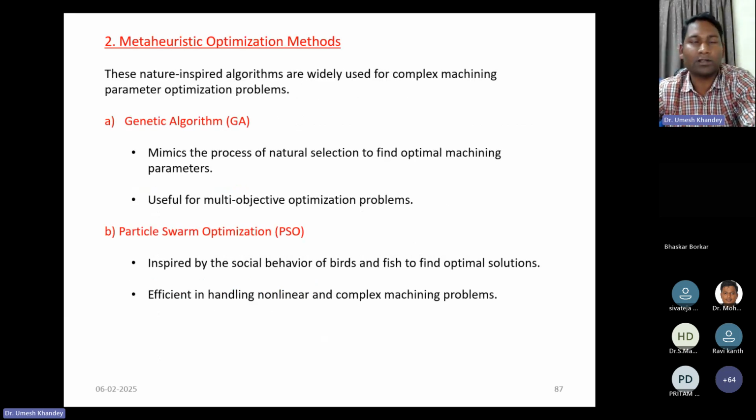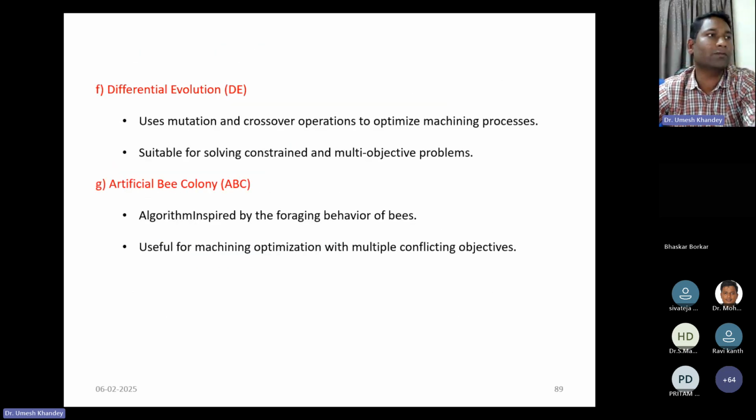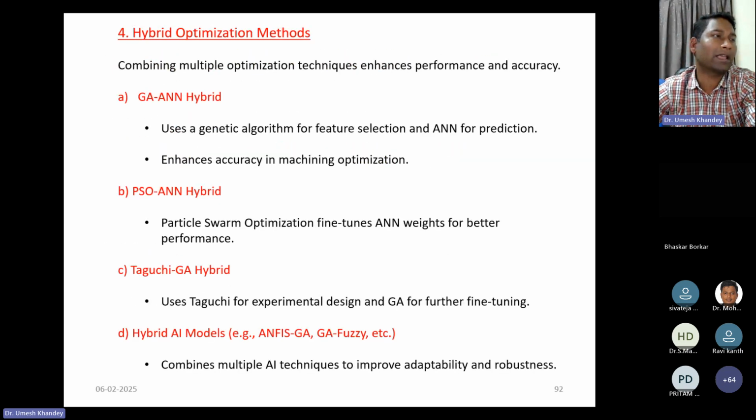Metaheuristic optimization methods are also available nowadays, widely utilized by various researchers: genetic algorithm, particle swarm optimization, and others. These are some methods widely used in past days. Now the days have come where hybrid optimization methods are being utilized. Here the benefits of two methods are combined, and that combination of two methods is called hybridization of optimization methods, which leads to better results.